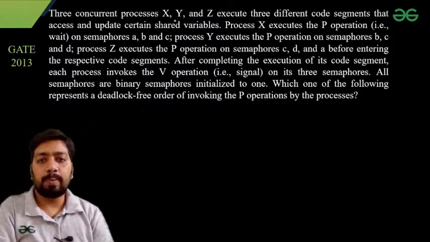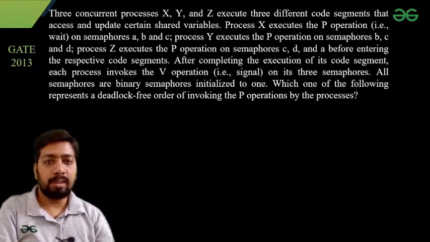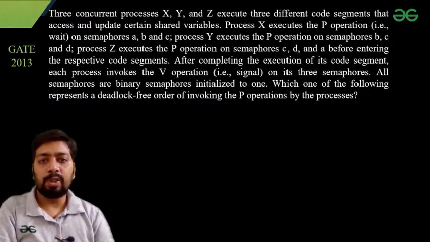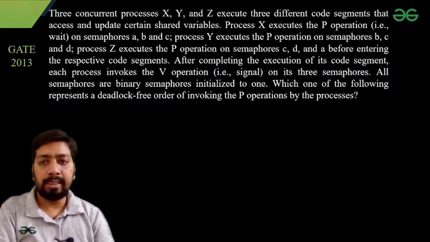There are three concurrent processes X, Y, Z that execute three different code segments that access and update certain shared variables. That means they want to access the critical section. Process X executes the P operation on semaphores A, B, C. So for process X there are three semaphores A, B, C. For process Y, it also performs the P operation on semaphores B, C, D. So some semaphores are shared, but some are different.